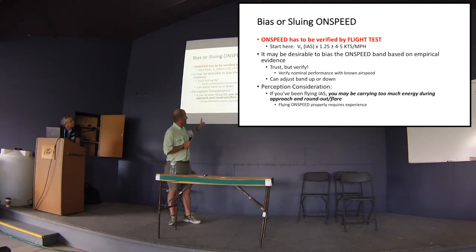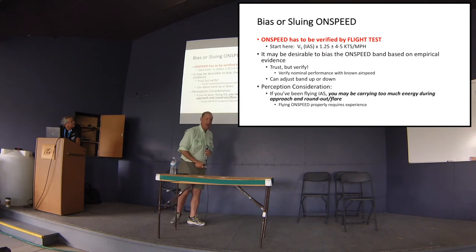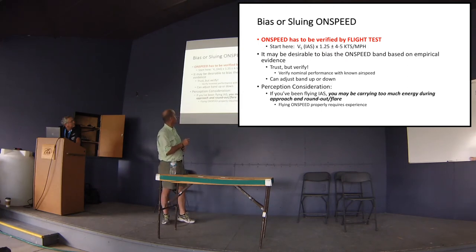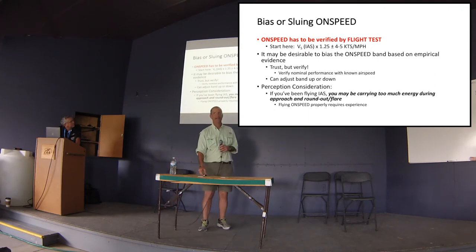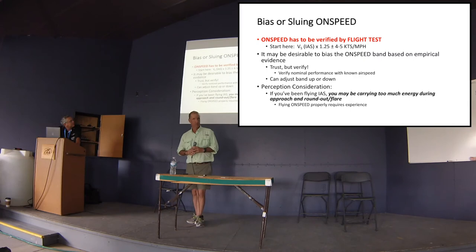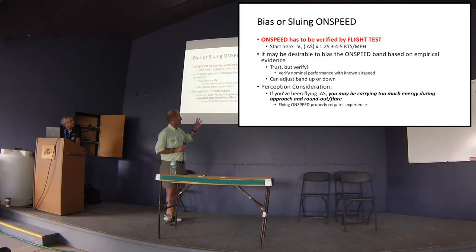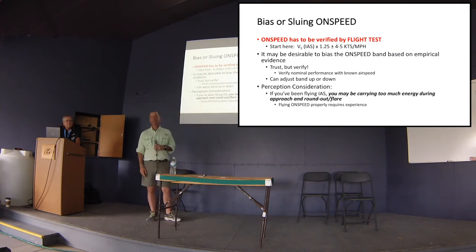But the bottom line is, like I said, if you don't have a flight position indicator, just figure out what your indicated stall speed is, multiply it by 1.25, and start looking 4 or 5 miles an hour on either side of that, and you are going to be very, very close. Okay? So we'll talk about some techniques we can use with some of the different systems out there to actually just do this empirically. All right?